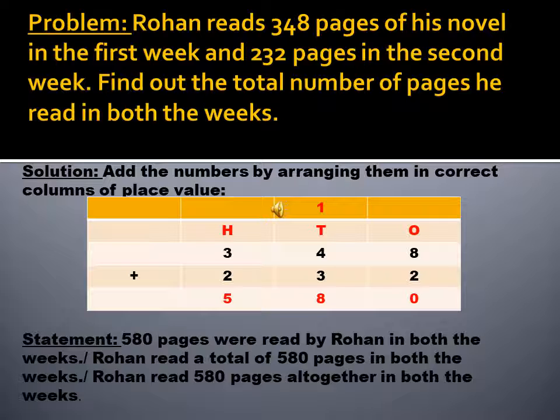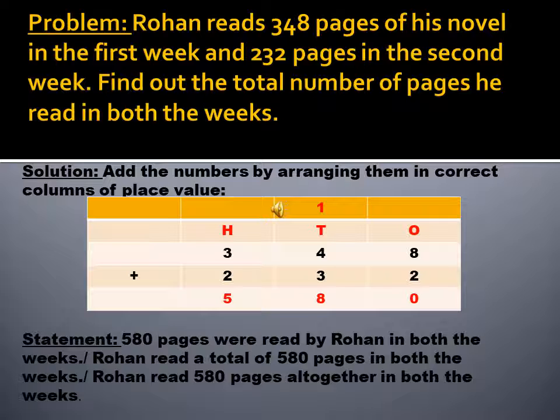Now if you see, the sum is written as 348 plus 232, and in the ones column we have a regrouping because 8 plus 2 is 10, in which 1 is from the tens family, so it is regrouped with the tens, and 0 comes in as the answer in ones. And then you add all the tens, you get 8, and when you add all the hundreds, you get 5.